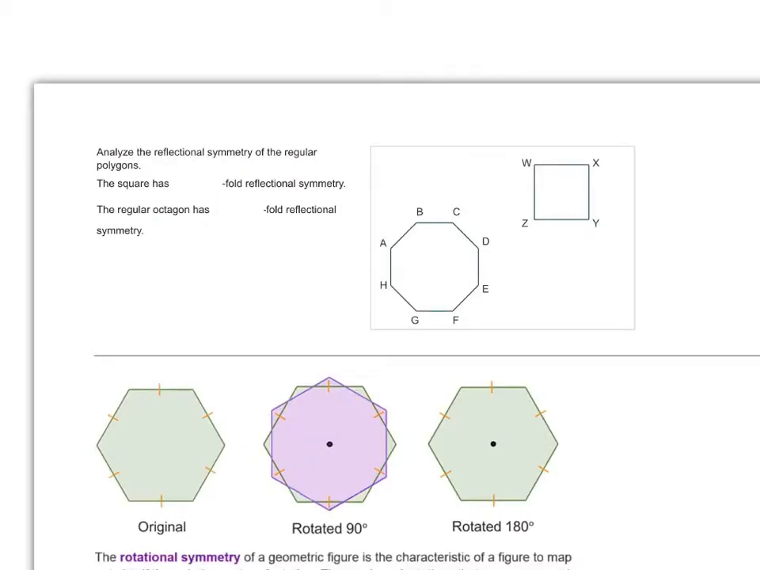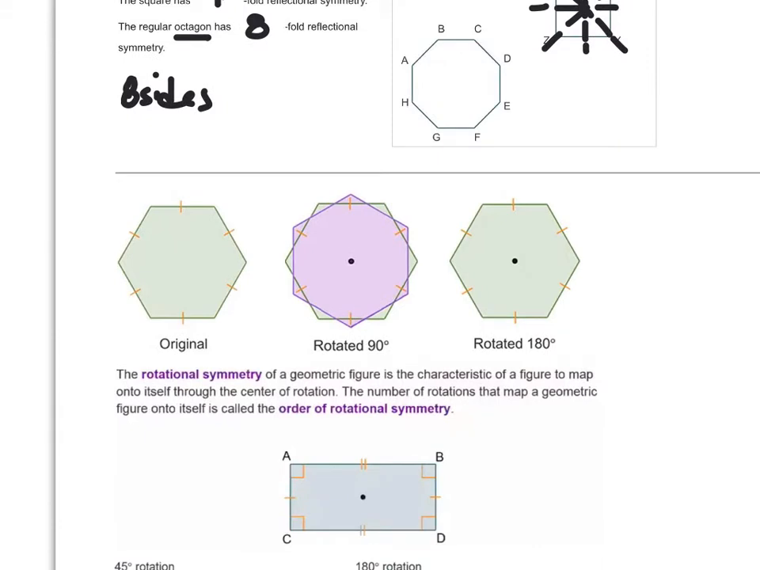We want to analyze the reflectional symmetry of these regular polygons. Because a square has 4 congruent sides, we're going to have 4 lines of symmetry. And so a square has 4-fold reflectional symmetry. An octagon, now this would be a lot of work to do, but because I know an octagon has 8 sides, that means that we're going to have 8-fold reflectional symmetry. So you're going to have 8 lines. I'm not going to go through that. I'm just going to move on.